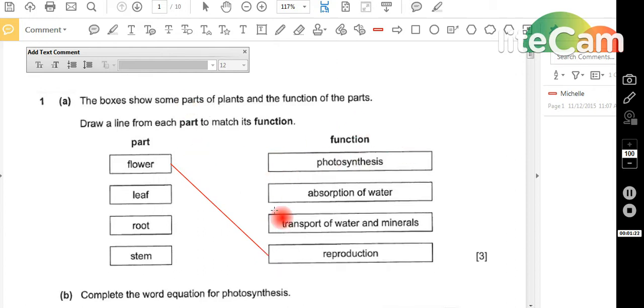Please read through all the functions before you make your choice. Sometimes some of the functions might be similar for things, and if you haven't looked at everything, you might choose the wrong one. Okay. Then the leaf, will that be for photosynthesis, absorption of water, or transport of water and minerals?